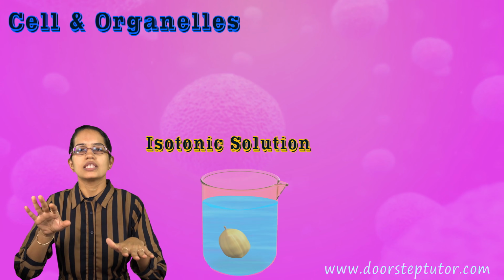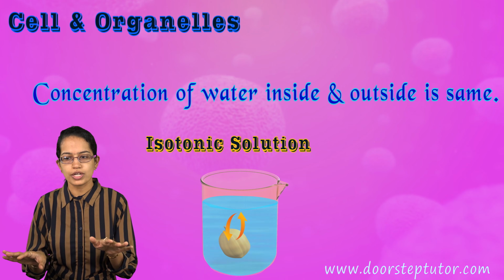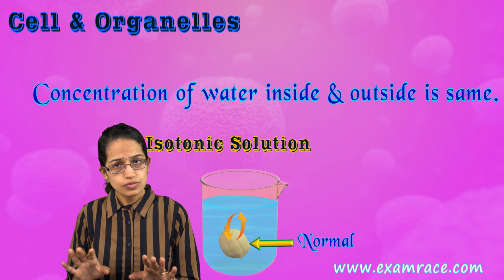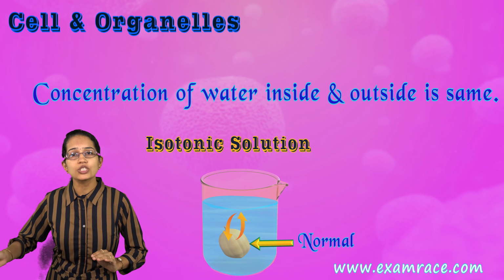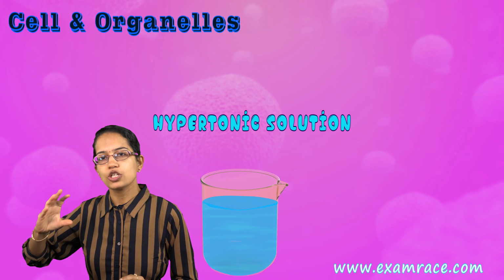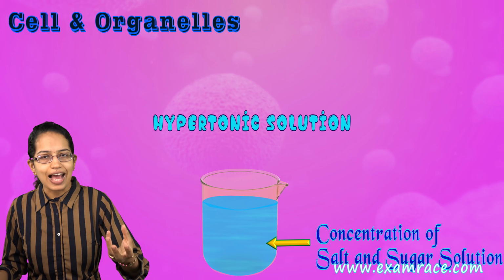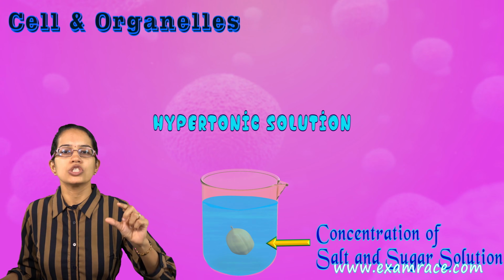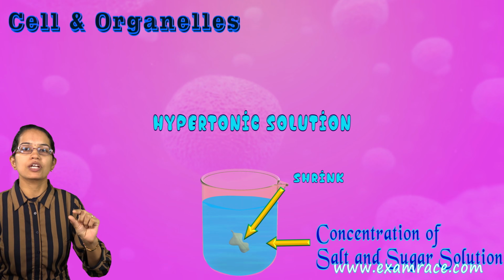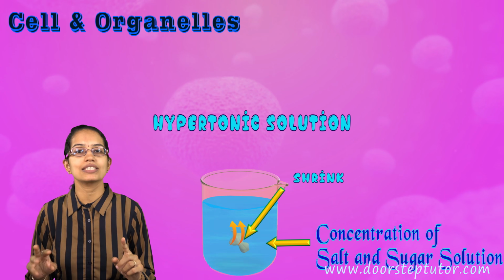Isotonic solution means the concentration of water is equal at both levels, so there is no movement of water. Even if there is movement of water, the balance is maintained as such. So that is what is isotonic. And the last one is the hypertonic solution. Hypertonic solution implies that you have a raisin put in a concentrated sugar or salt solution, and as a result the raisin would shrink, and that's because the water would move from the raisin to the outer solution.